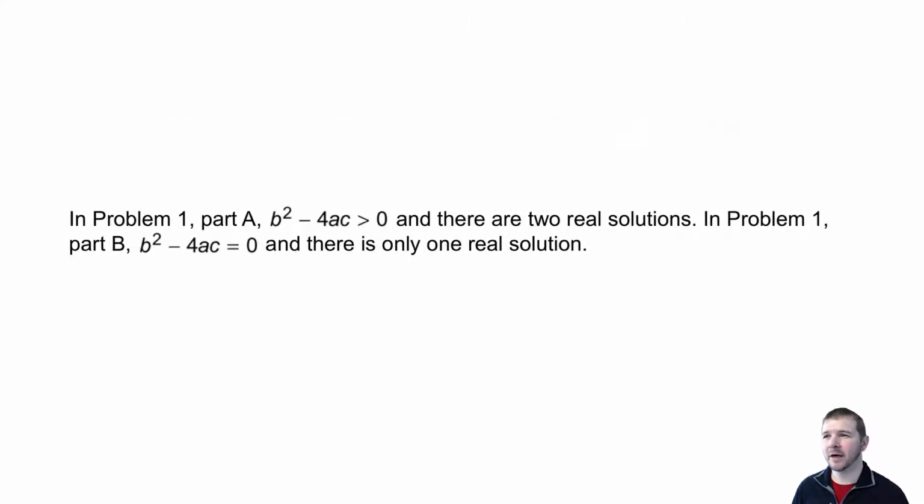In problem 1, part A, b squared minus 4ac is greater than 0, and there are two real solutions. In problem 1, part B, b squared minus 4ac equals 0, and there is only one real solution.